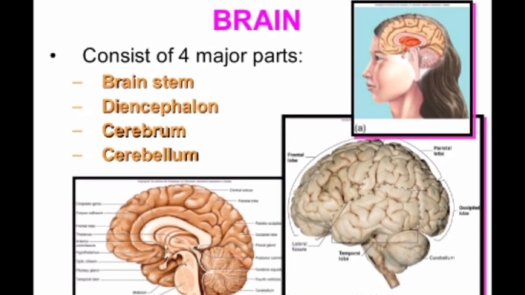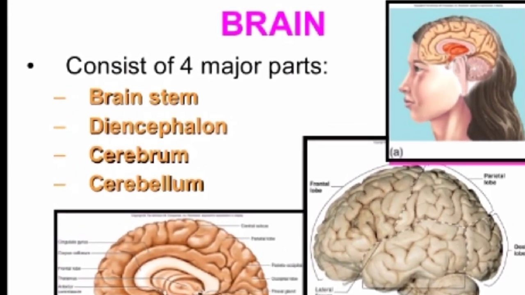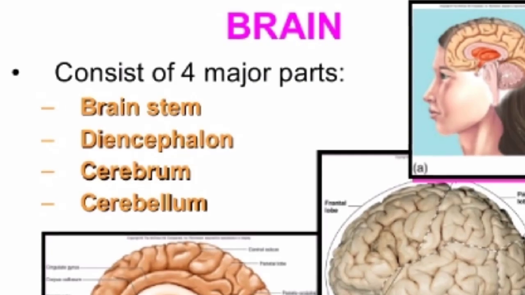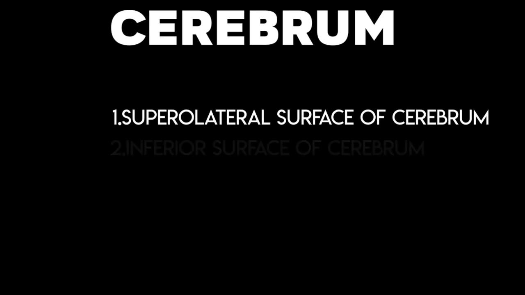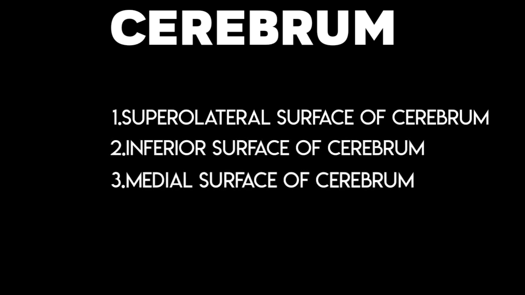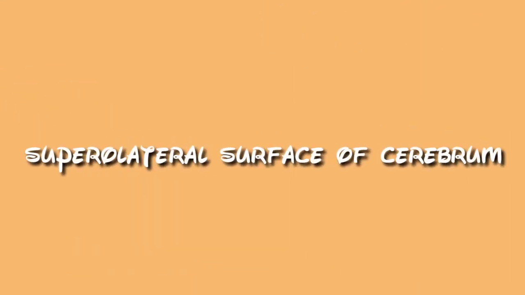And in an adult brain, the brain has 4 major parts, that is brainstem, diencephalon, cerebrum and cerebellum. And our interest is the cerebrum. For the sake of convenience, we are discussing the cerebrum under 5 sections, that is superolateral surface, inferior surface, medial surface, white matter and cortical areas. And now let's see the superolateral surface of the cerebrum.